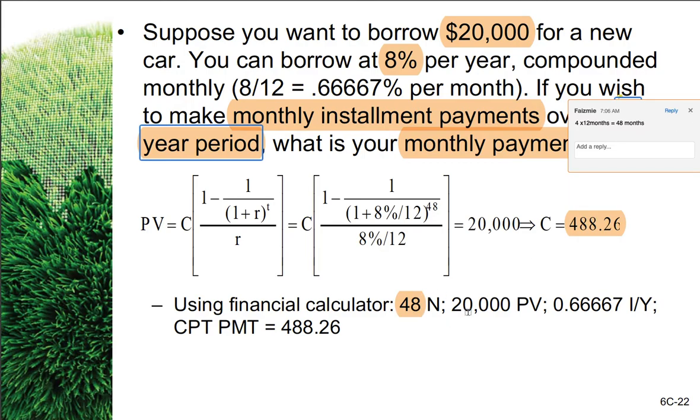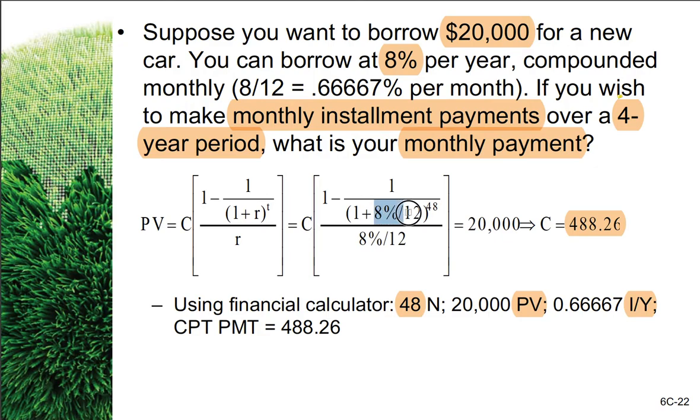Okay, 20,000 is the PV. 0.66667% is the interest, because when you put it here you need to divide it. How to get 0.66667? It is 8% divided by 12. That's why you will get 0.667% per month. And then you press compute, and then you press payment, you will get 488.26. So your monthly payment is 488.26.